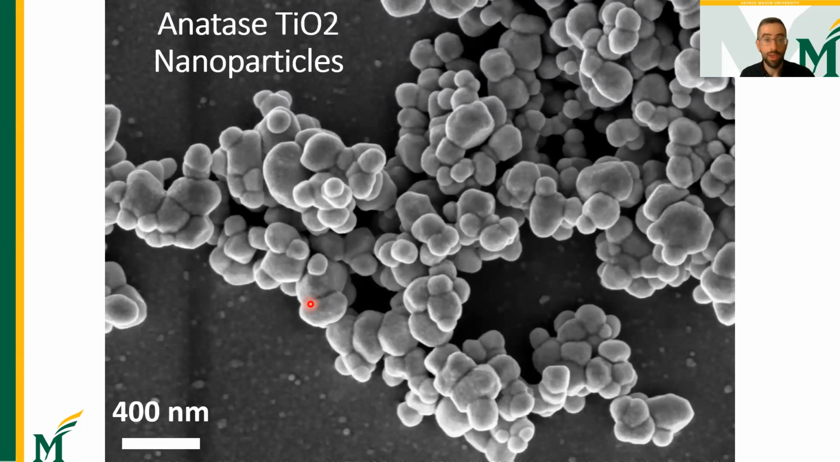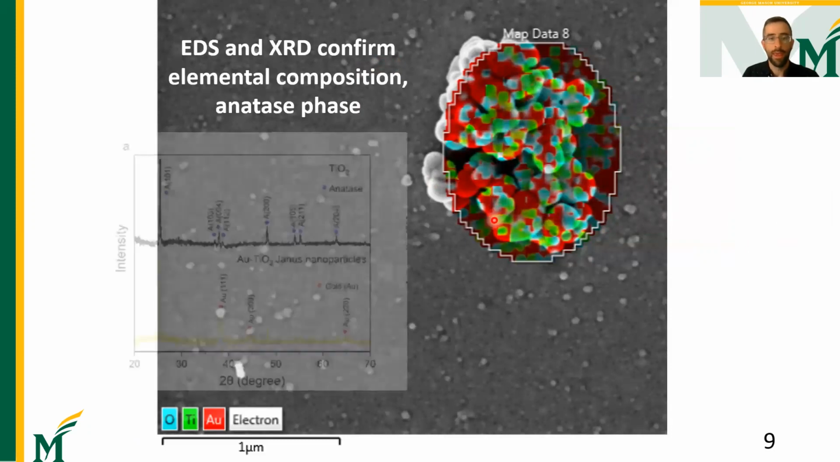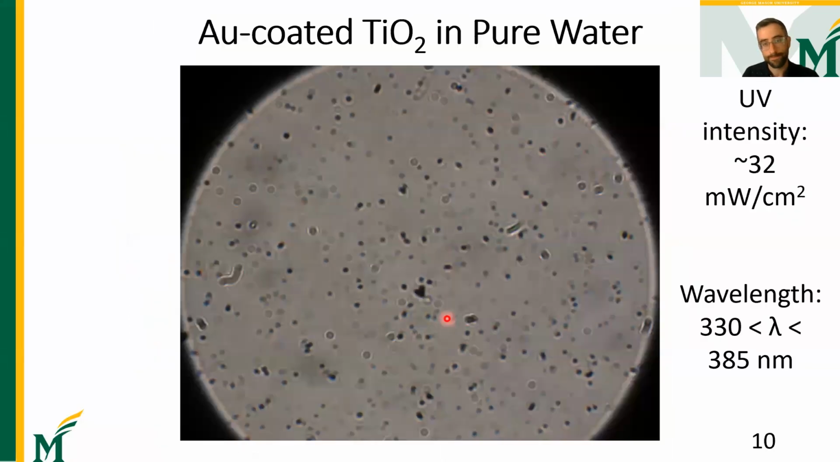degradation. We thought to investigate this using anatase TiO2 particles that were purchased commercially. You can see here that there's significant polydispersity, but the average size is about 350 nanometers or so. We coat them with gold using a simple sputter coating process. You can see with energy dispersive X-ray spectroscopy that the gold is indeed coating the particles, and X-ray diffraction confirms that the TiO2 is in the anatase phase, and we do have crystalline gold.